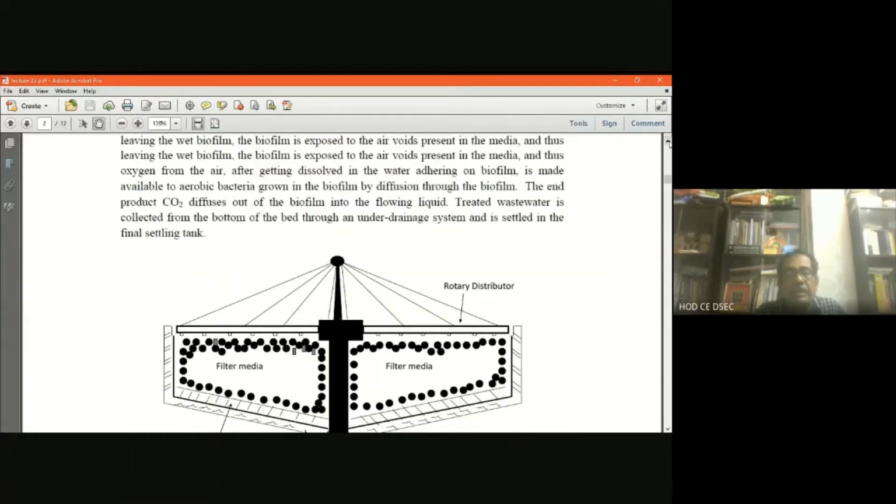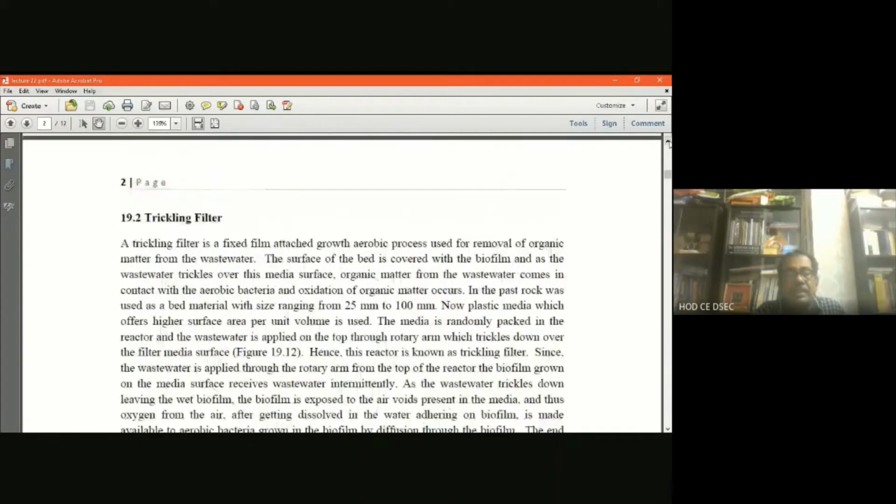Why is the name trickling? Because it trickles the water. It trickles the water in the form of spray on the surface media. So the trickling filter is a classic example of the fixed attached growth aerobic process used in removal of the organic matter from the wastewater. That is the fundamental thing I must tell you.